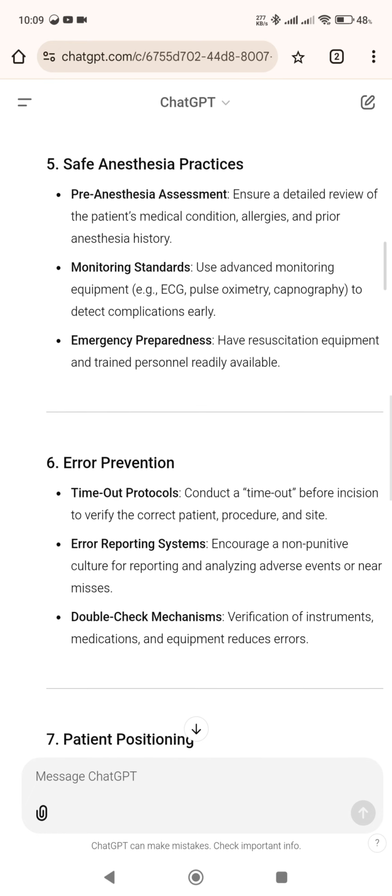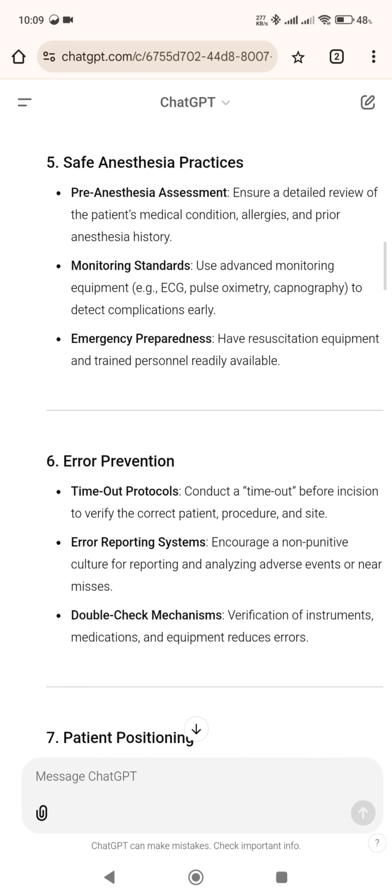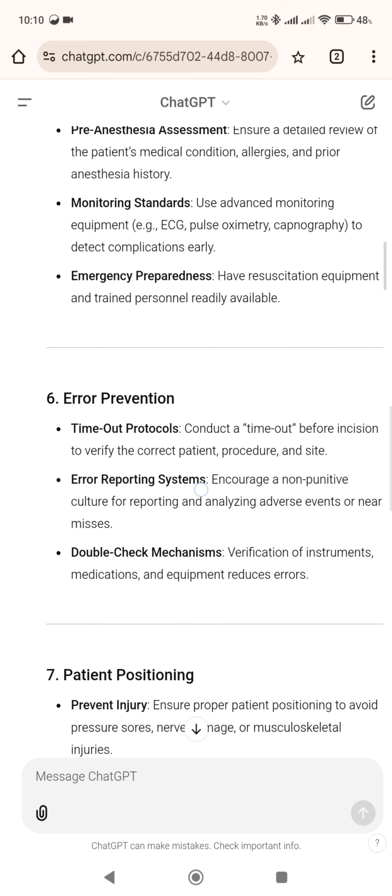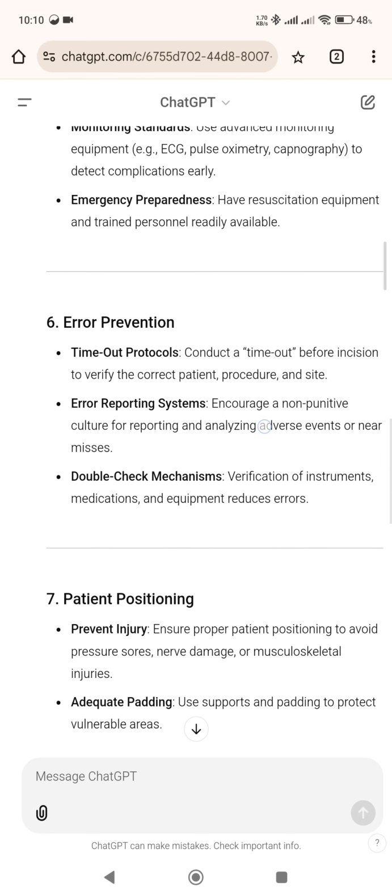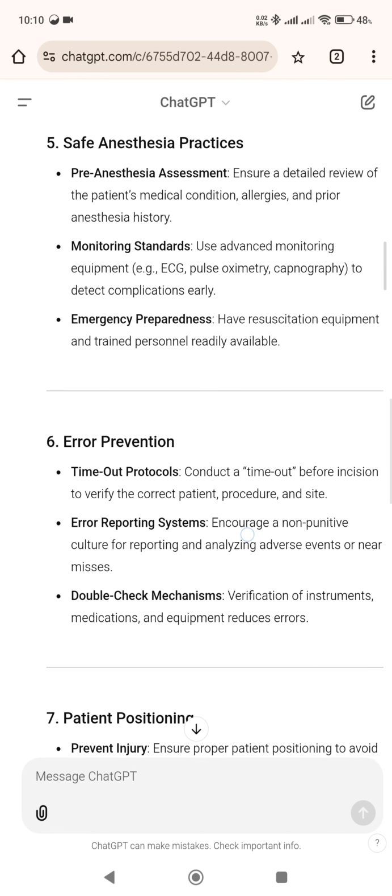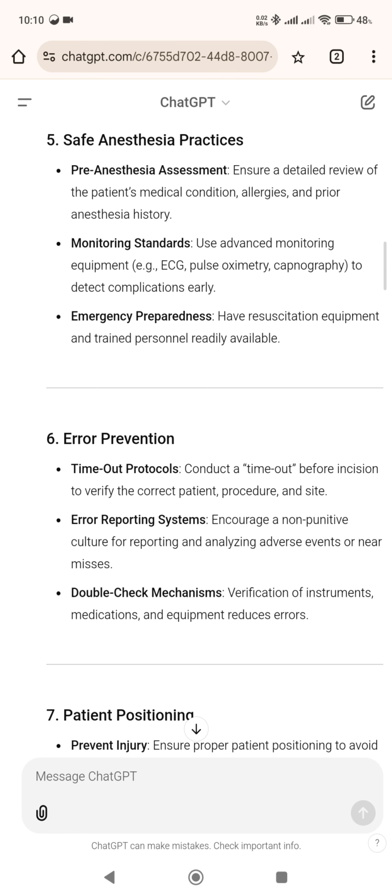5. Safe anesthesia practices. Pre-anesthesia assessment. Ensure a detailed review of the patient's medical condition, allergies, and prior anesthesia history. Monitoring standards. Use advanced monitoring equipment, e.g., ECG, pulse oximetry, capnography, to detect complications early. Emergency preparedness. Have resuscitation equipment and trained personnel readily available.